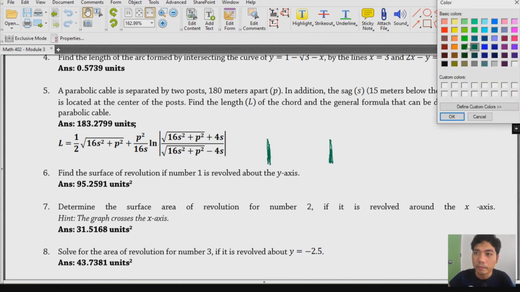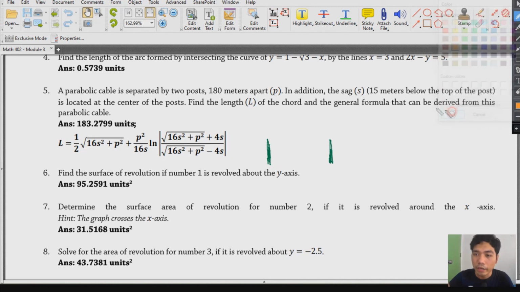And separated by a cable with a sag. So parabolic yung cable natin. So ganyan siya. Sobrang baba naman ito. Let's have it something like this. Though hindi siya mukhang parabola, pero assume natin na ganyan.